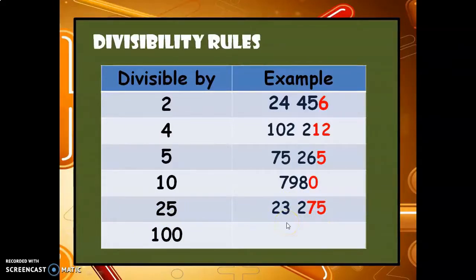What about 100? How would you know if a number is divisible by 100? The last two digits must both be 0. For example, 45,600. So there you go. Those are the rules for determining if a number is divisible by 2, 4, 5, 10, 25, or 100.